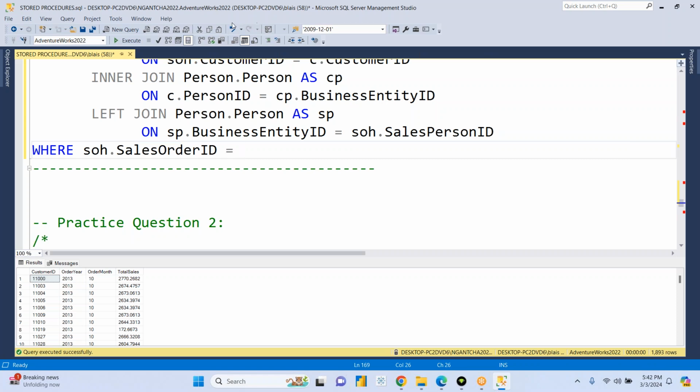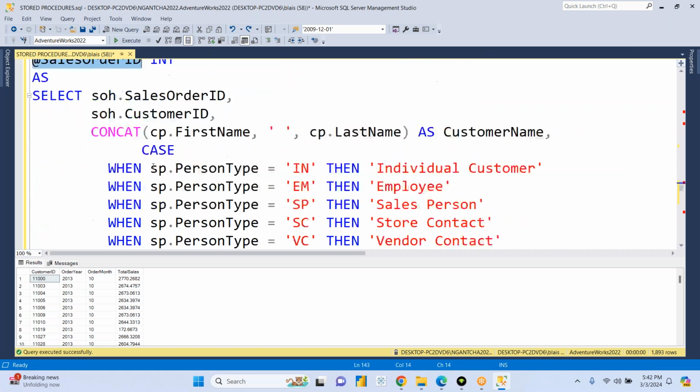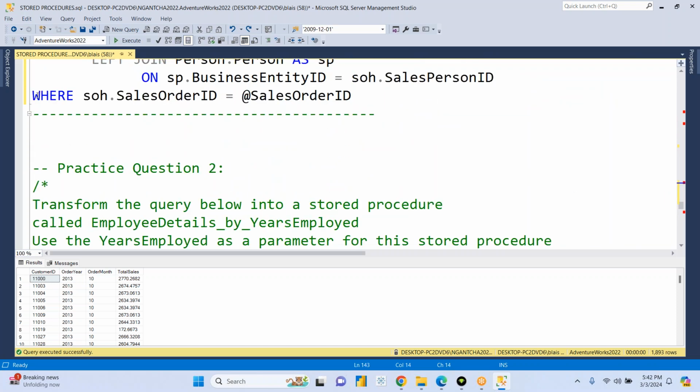So this behavior is very important. Please remember, it is not enough to tell the system your stored procedure should have a parameter. You must use it in the where clause to filter the result from the stored procedure. This is what will give you that ability to change the outcome based on the sales order ID you specify. So you see where the sales order ID from this table is equal to what the user will specify when calling the stored procedure. So that's the parameter right there.